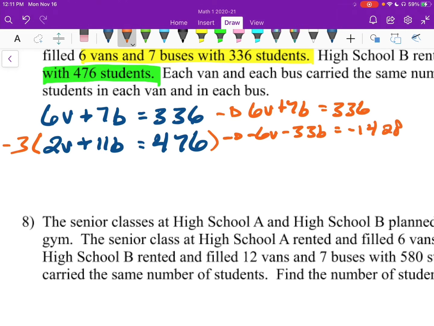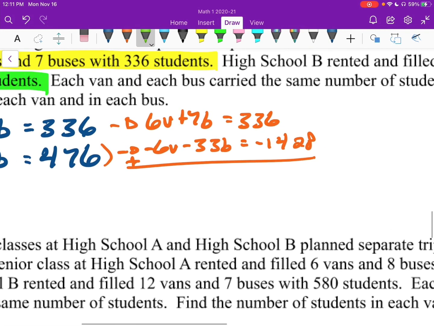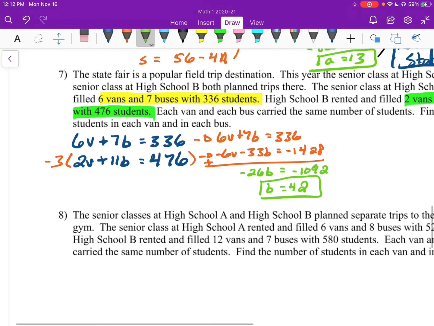Now we can add these together. Whenever I add them up, my v's will cancel, and then I'm going to have 7 minus 33. That will give me -26b. Then I'm going to have 336 minus 1,428 for -1092. To end it all, I'll divide by -26, and I have b equals 42. So that told me that each bus carries 42 students.